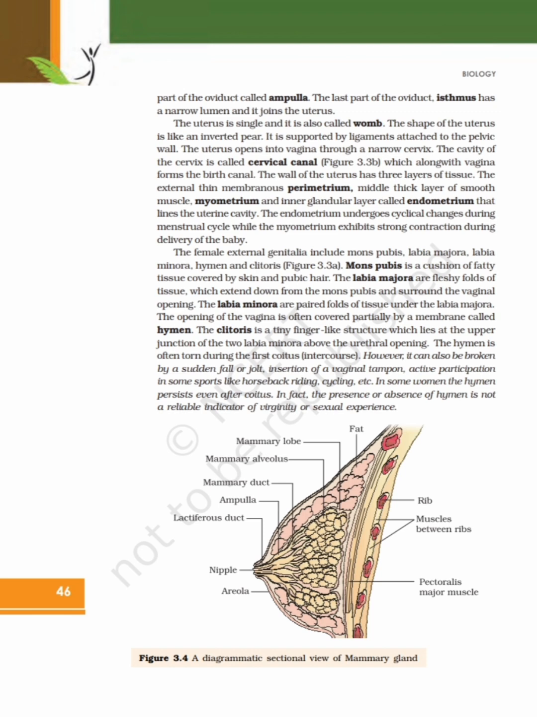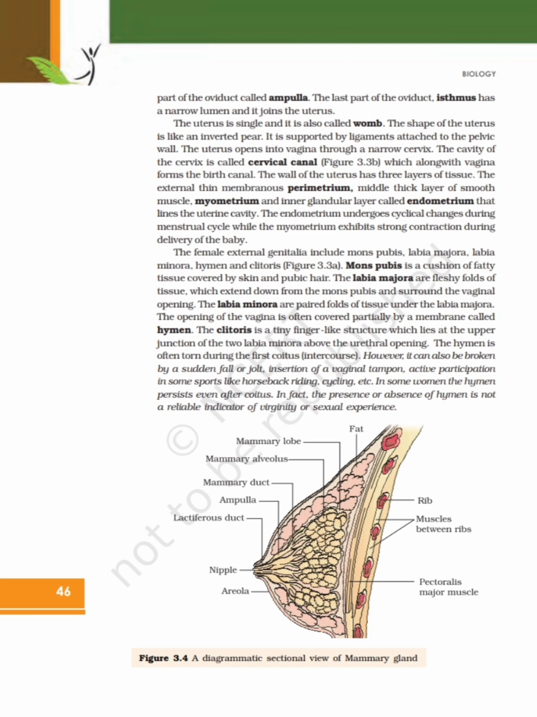Now we will talk about the external genitalia of the female reproductive system. The external genitalia have these parts: mons pubis, labia majora, labia minora, hymen and clitoris. These are the 5 parts. Mons pubis is a layer, a cushion of fatty tissues, and it is covered by pubic hairs.